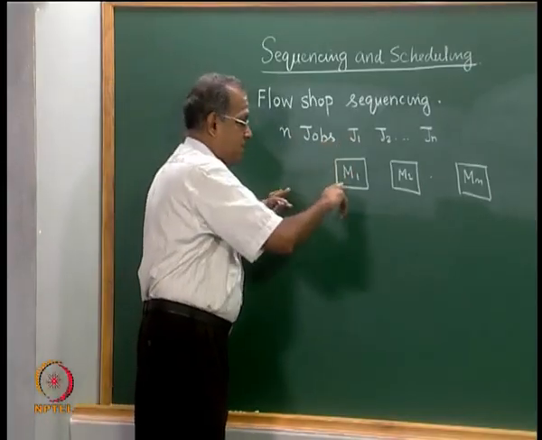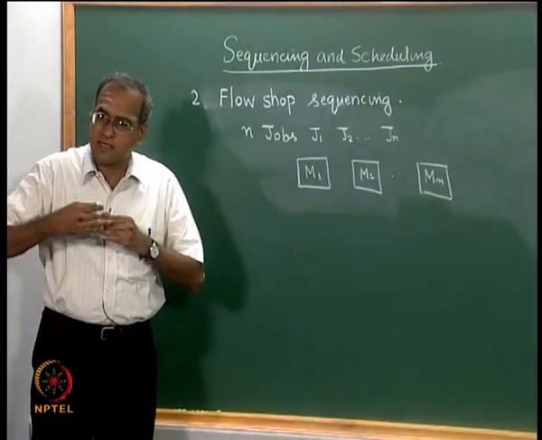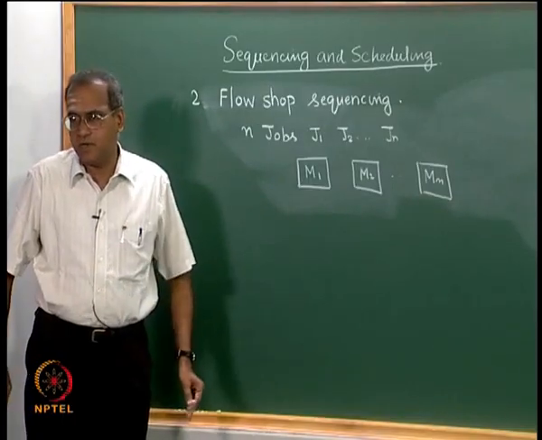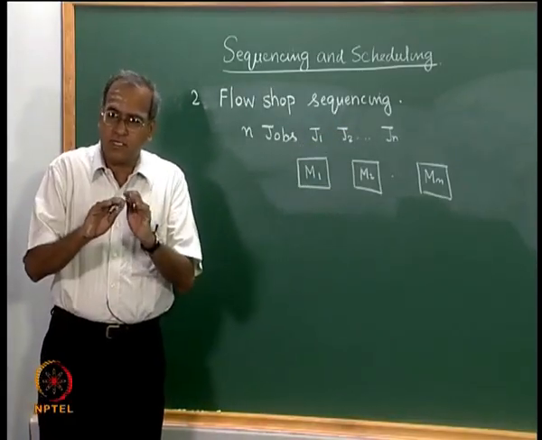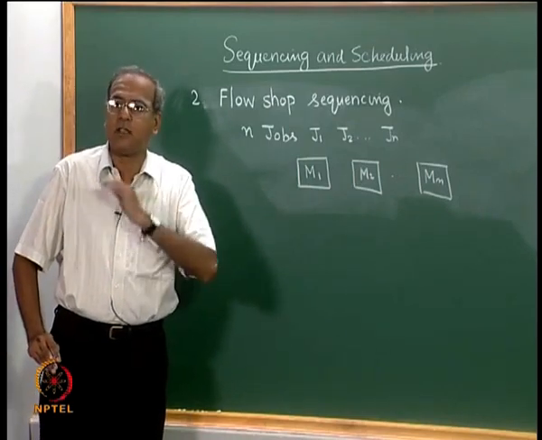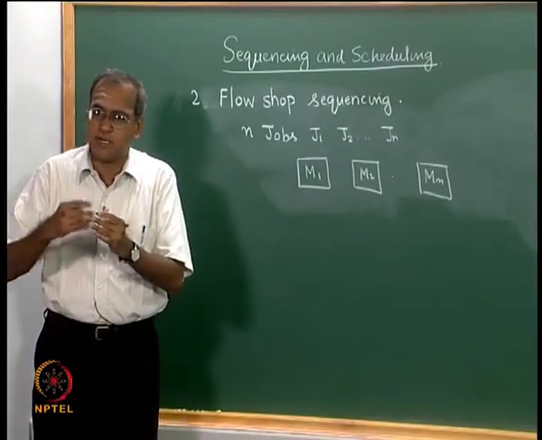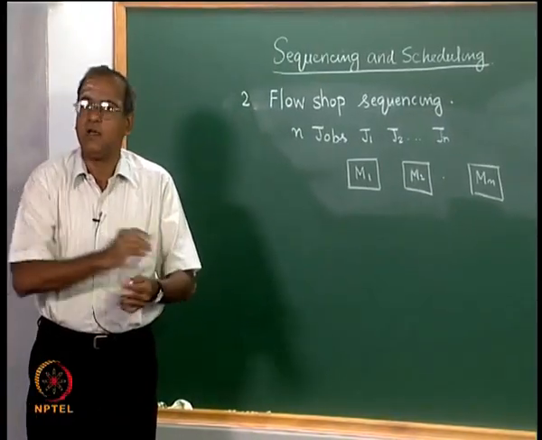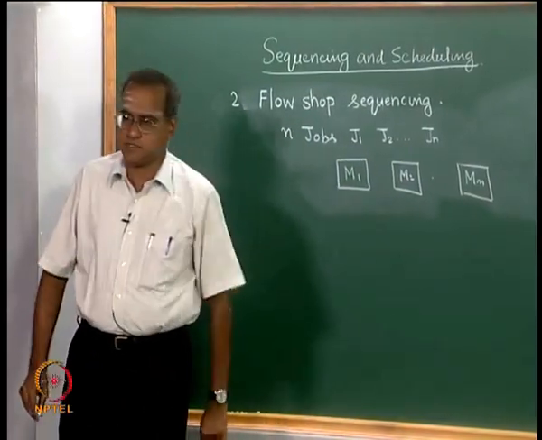So, J1 requires processing on M1, M2, M3 up to Mm. It also requires processing in the same order, except that the processing times are different. The same with J2, same with J3 and so on. So, it is customary to say that the machines are already arranged in the order in which all the jobs visit them. We could call the machine which all the jobs visit first as M1, a machine which all the jobs visit second as M2 and so on. So, the machines are already arranged in the order of visit of the jobs.